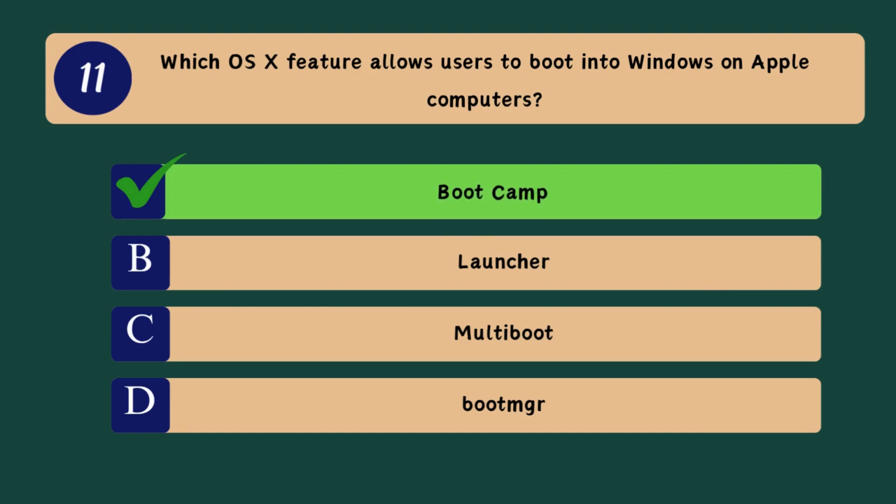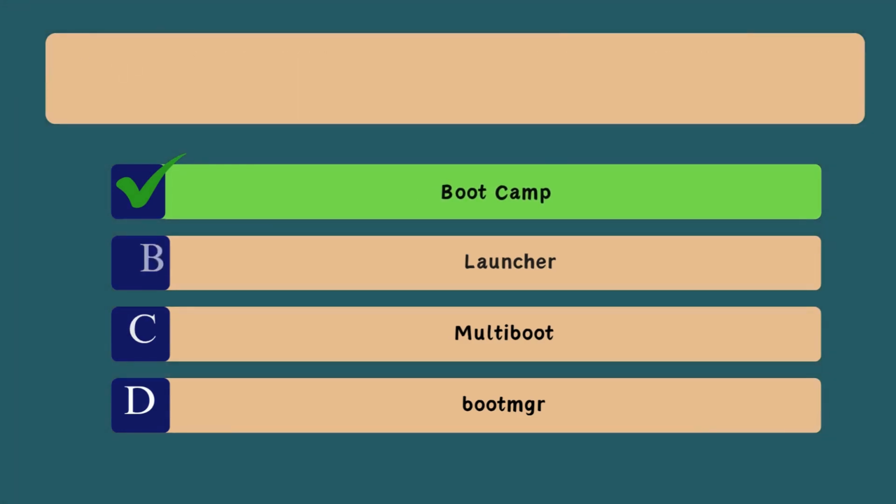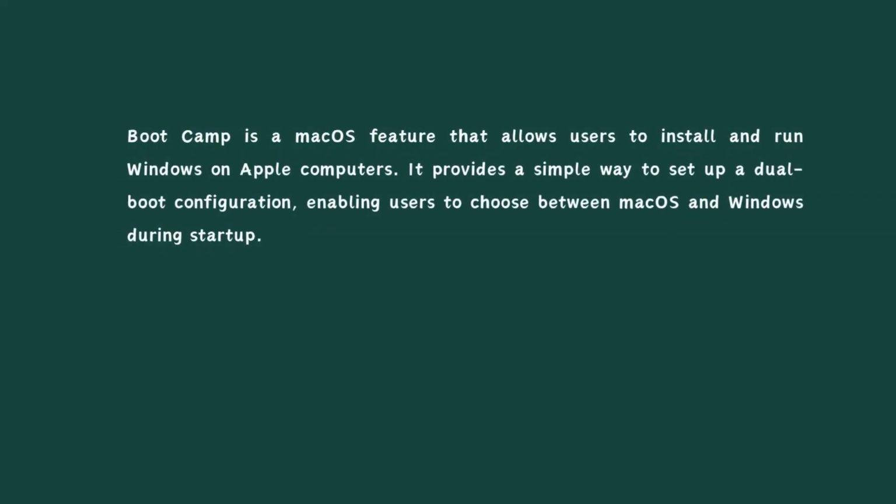Correct answer. A. Boot Camp. Boot Camp is a Mac OS feature that allows users to install and run Windows on Apple computers. It provides a simple way to set up a dual boot configuration, enabling users to choose between Mac OS and Windows during startup.